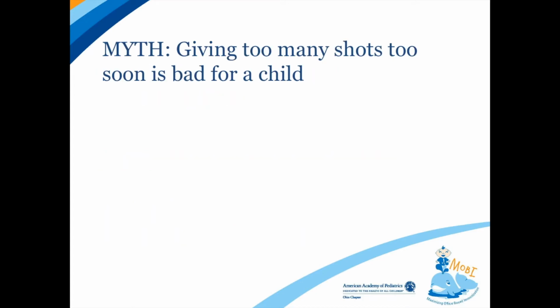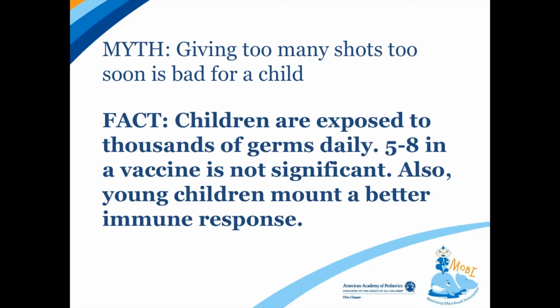Next one: giving too many shots too soon is bad for a child. Well, children are exposed to thousands of germs daily. I think I just hit on this, 5 to 8, and a vaccine is not a significant number. Also, children mount a better immune response than older people do. So that's something to keep in mind. The younger we are, the better we are able to mount that immune response, which is, as you can see from the schedules, why you receive the majority of your vaccinations in infancy and adolescence, and not so much when we get older.